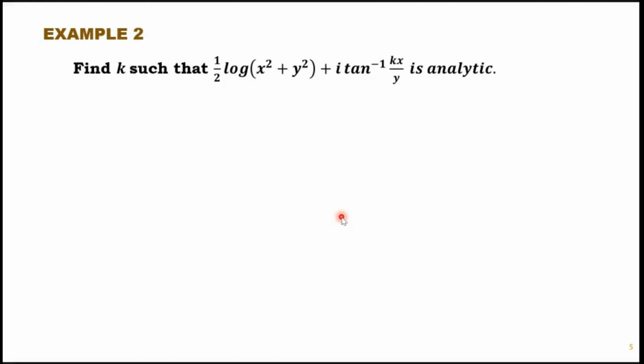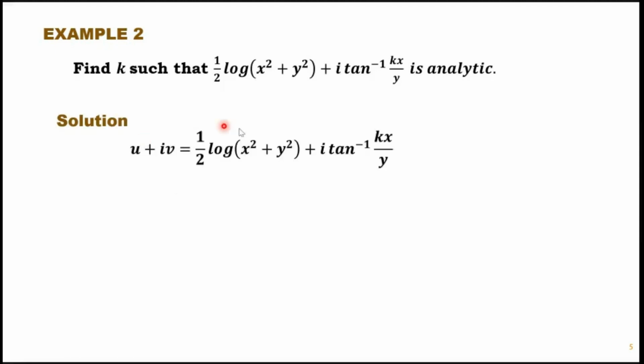Find k such that the given function is analytic. Whatever the function given, I can take it as f of z, or I can take it as u plus iv, because we know that f of z is equal to u plus iv. So u plus iv is equal to half log x square plus y square plus i into tan inverse of kx by y.